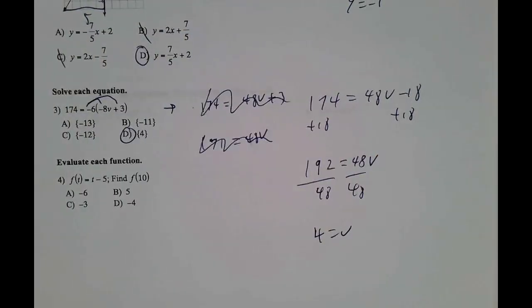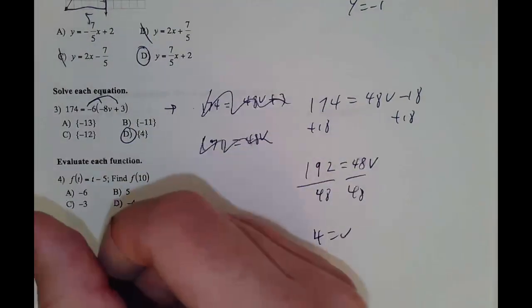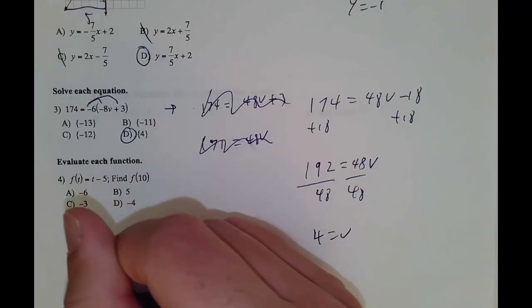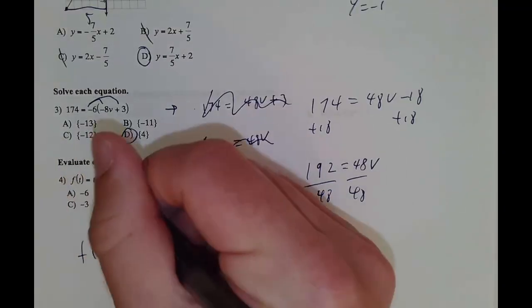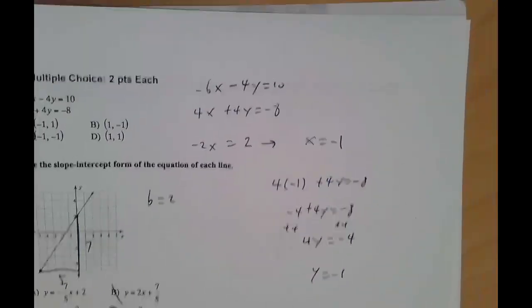Okay. Evaluate each function. So we're given a function. We're going to find f of 10. f of t equals t minus 5. What's f of 10? f of 10, all we do, guys, is plug in 10 for t. So it equals 10 minus 5, which equals 5. So the answer is B. All right. Okay, so those are 2 points each.